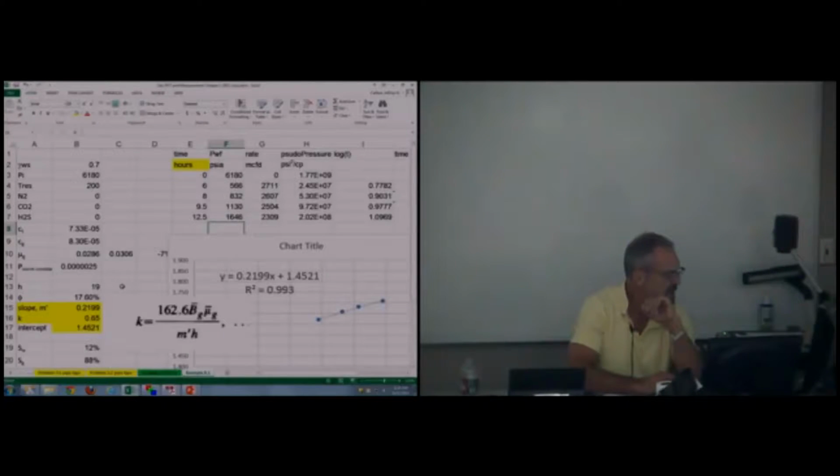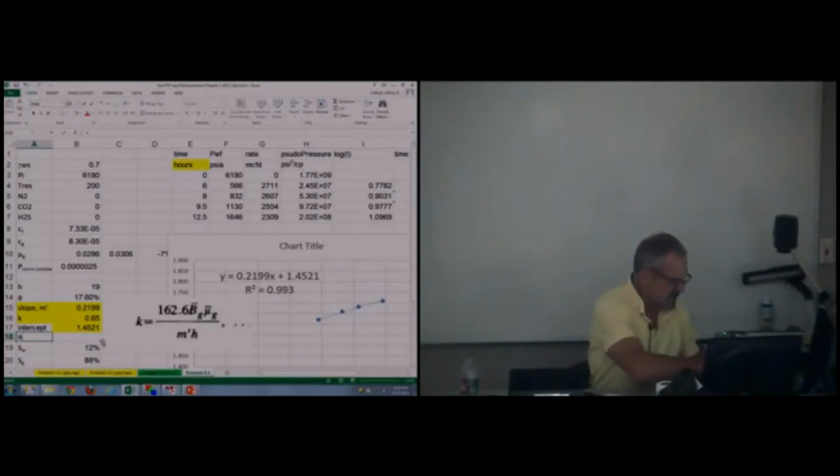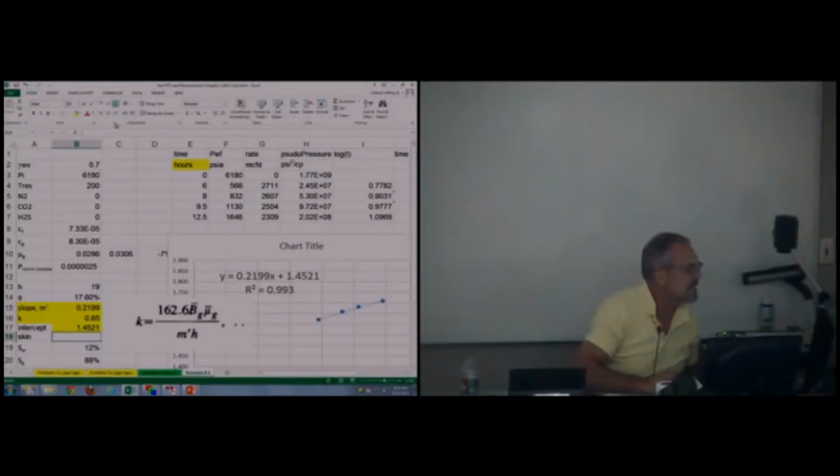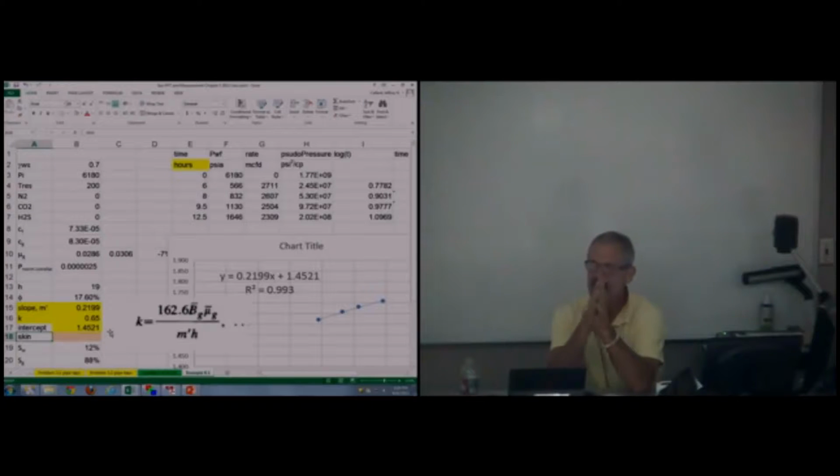I got to have something to do, and I'll calculate the skin next week. But I'm kind of out of time. That's right where I'm going to leave off. We're going to calculate skin. And I feel like I really want, no, not next week. Next week we have a test.